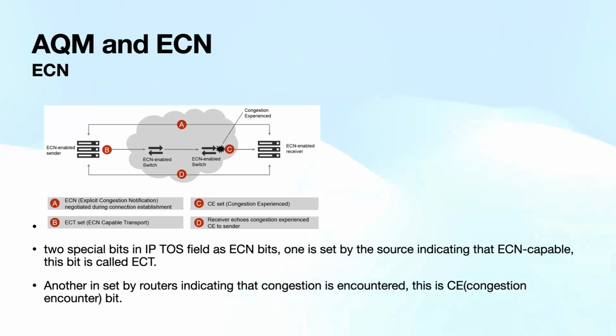So this is ECN. There are two special bits in the IP TOS field used as ECN bits. One is set by the source, indicating that it is ECN capable. This bit is called ECT. Another is set by routers, indicating that congestion is encountered. This is the CE bit. You can see the pictures.